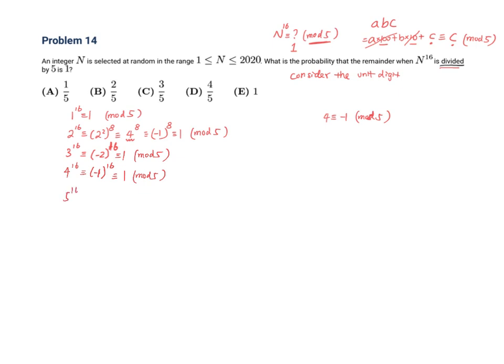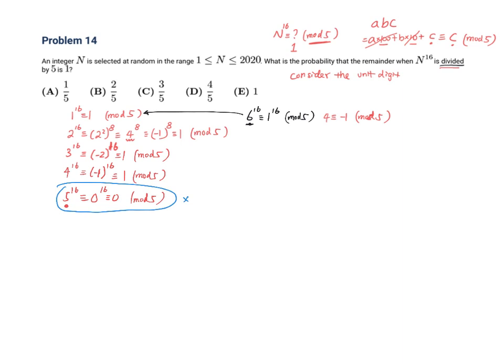And 5 raised to power 16, obviously 5 is congruent to 0 mod 5. So therefore this is going to be 0 mod 5. So you do know that this is not 1. Now let's take a look at 6 raised to power 16. Isn't 6 congruent to 1? So this is the same as 1 raised to power 16 mod 5. So 6 is congruent to 1 mod 5, which gives the same result.